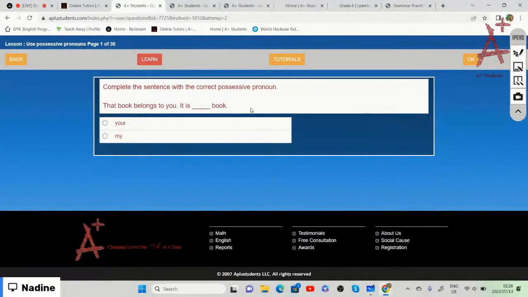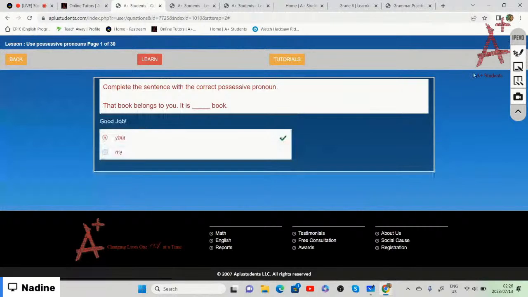That book belongs to you. So if the book belongs to you, is it your book or my book? All right, so if the book belongs to you, then we can say it is your book because it belongs to you.